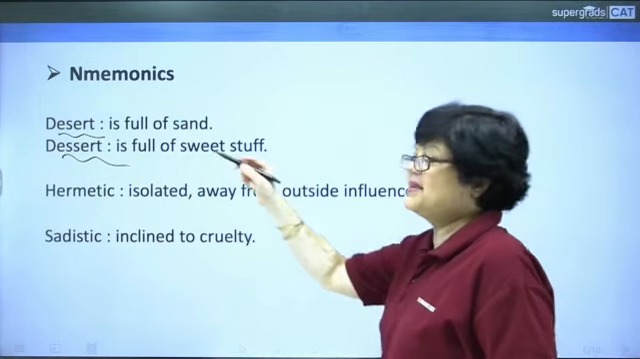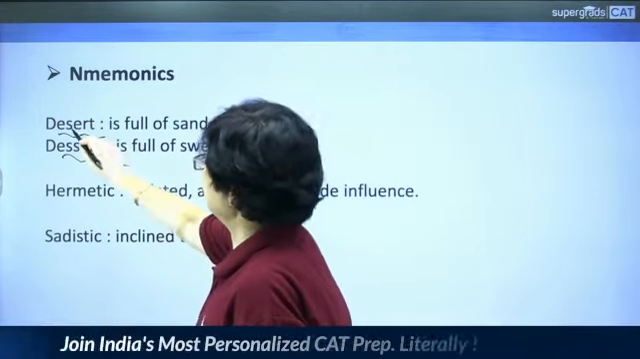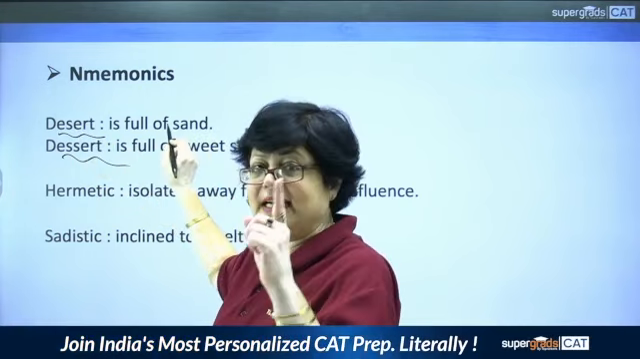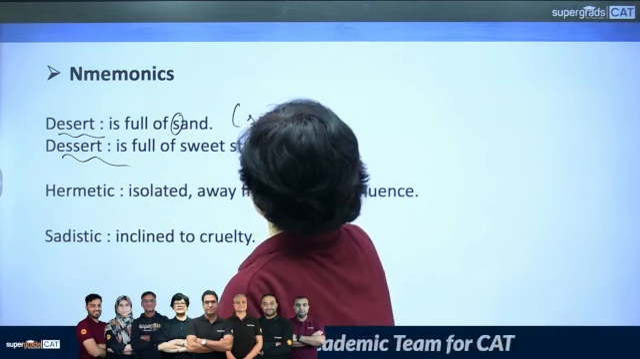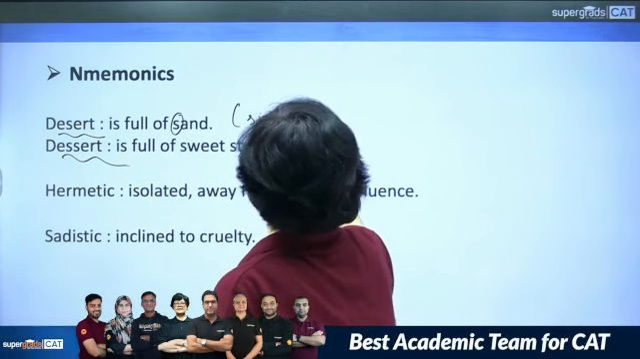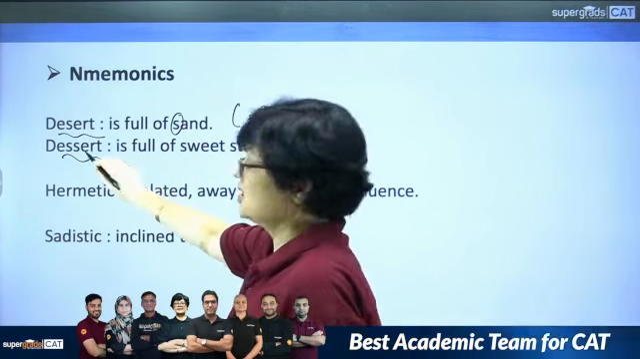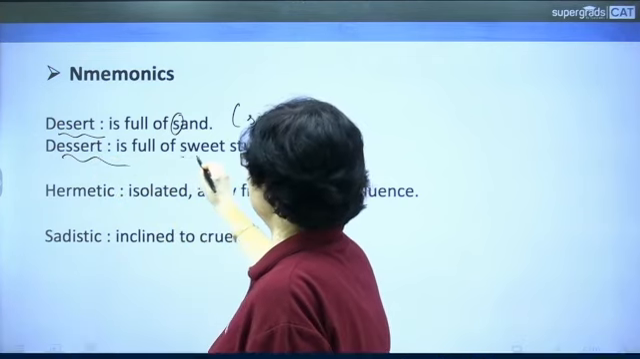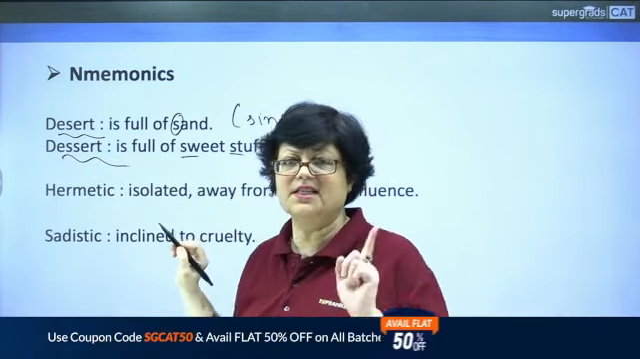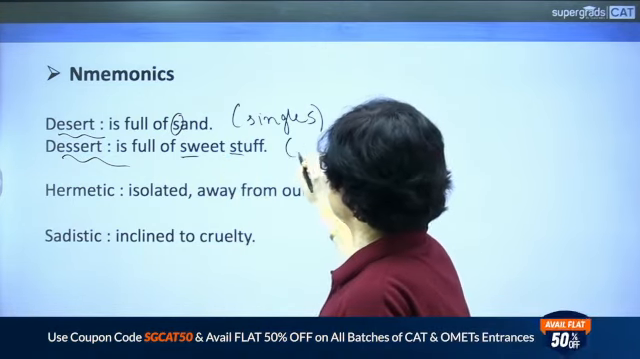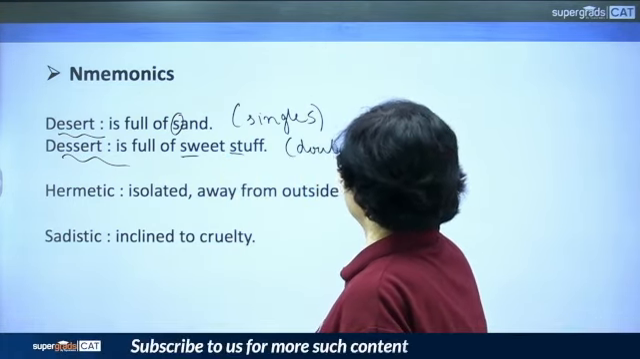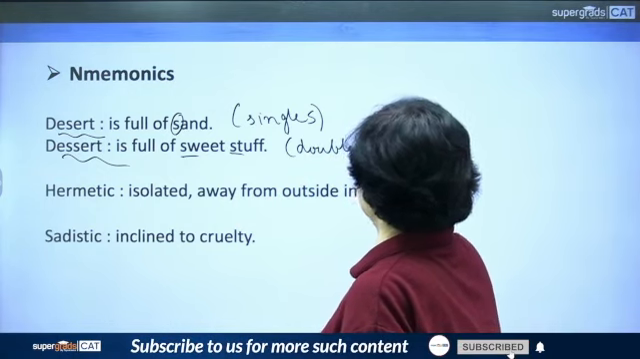So now how you can remember this is that desert is full of sand. So it has only one S. It has a single S. In this spelling, there is only one S. And dessert is full of sweet stuff. I told you it is something sweet. So sweet, so there are 2 S, right? So here you can say double or 2 S, right? 2 S. So in this way, you can remember.